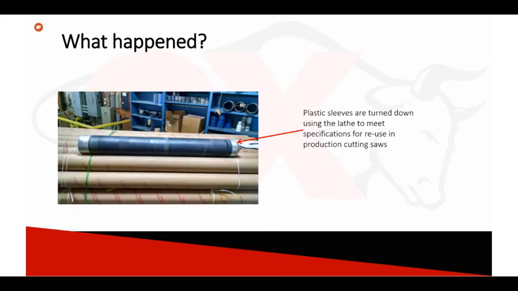Page 2. What happened? This picture depicts the piece of equipment that an employee got hurt on. The plastic sleeves are turned down using the lathe to meet specifications for reuse in the production cutting saws.